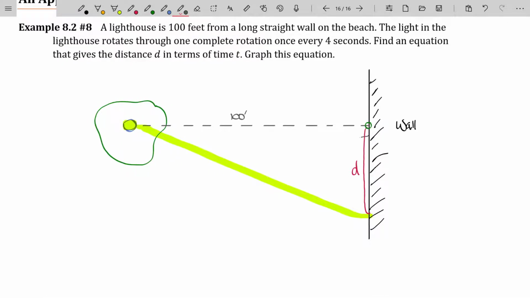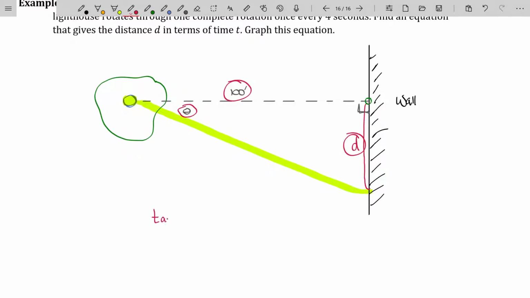Right here is a right triangle. And here's that angle theta that they also mentioned. And we know that the angle theta and the side d and the side 100 are all related by a trig function, specifically by the tangent function. So we know that the tangent of that angle is going to be d over 100.